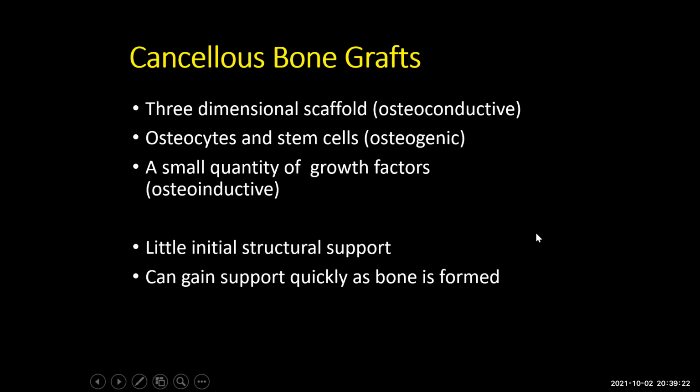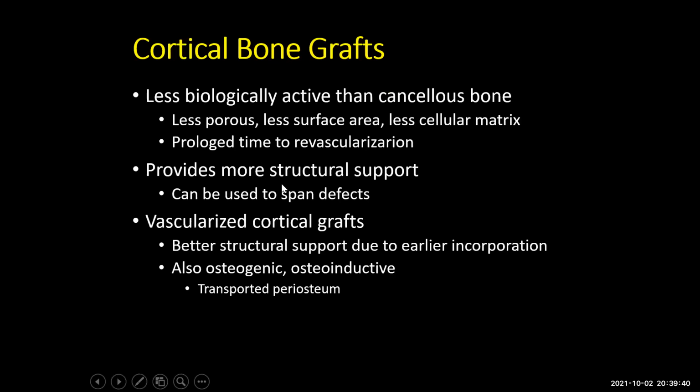Cancellous bone graft provides a three-dimensional scaffold, that is osteoconductivity, osteocytes and stem cells, that is osteogenicity, and a small quantity of growth factors for osteoinductive purpose. It gives little initial structural support, but can gain support as bone is formed. Cortical bone graft is less biologically active than cancellous, less porous, with less surface area and less cellular matrix, and has a prolonged time of revascularization, but provides structural support. Vascularized cortical bones give better structural support due to earlier incorporation, and are also osteogenic and osteoinductive. Vascularized cortical graft, can anybody give me an example?